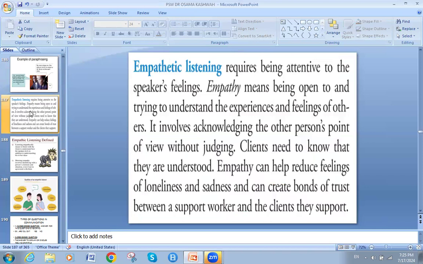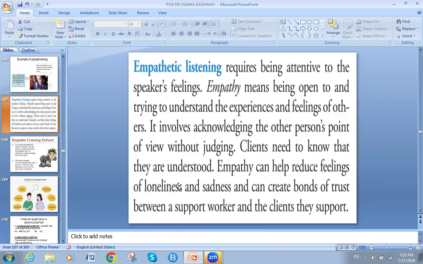Empathetic listening. Empathetic listening is the kind of listening that shows that you are compassionate towards your client and that you are listening to him with empathy. Being open to trying to understand the experience and the feelings of others. It involves acknowledging the other person's point of view without judging. Clients need to know that they are understood. Empathy can help reduce feelings of loneliness.